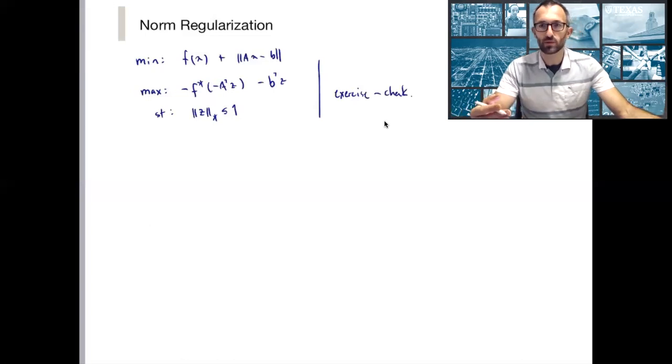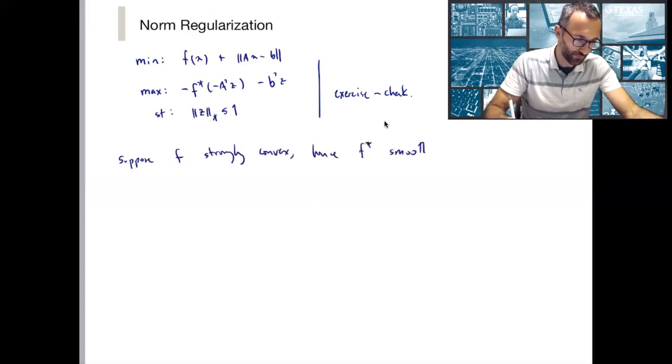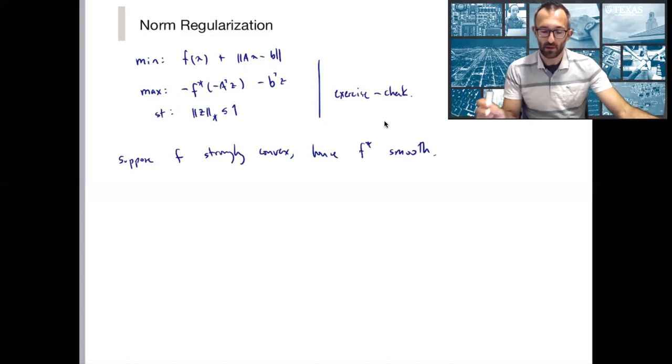So let's suppose in this case, so that we can directly apply proximal gradient, that f is strongly convex and that therefore f star is smooth. So we're going to do dual prox gradient. And what is our prox function going to be? In order to write this exactly in the form of f star plus g star here, our g star is going to involve an indicator function.